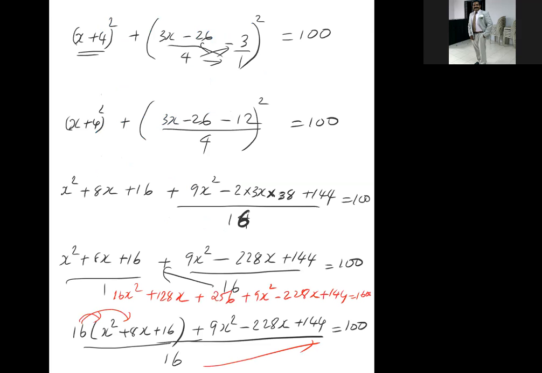Did I make any mistake? X plus 4 whole square, x square plus 8x plus 16. Oh, I made some mistake here. This is minus. That is 38 square, correct? Yes, that's what I'm also checking. 38 square is 1444.